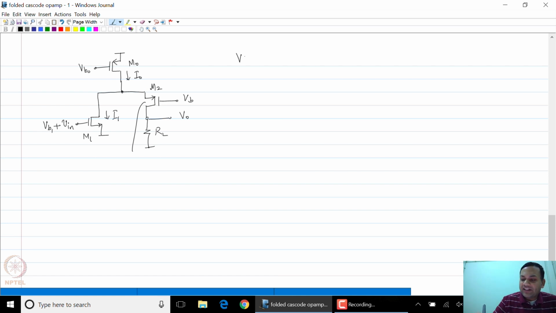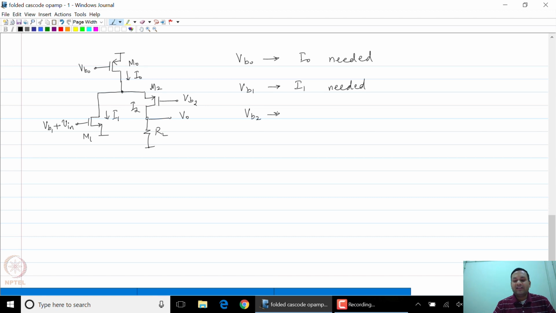Now, of course, the bias condition VB0 is decided by what current you desire. So that is decided by I0 and of course the size of M0. VB1 is decided by the value of I1 and of course the width of M1, that also decides parameters such as gm and so on. What about the current through M2, I2? How do you decide VB2? It turns out that there is a certain range of VB2s that can be supported by this particular amplifier.